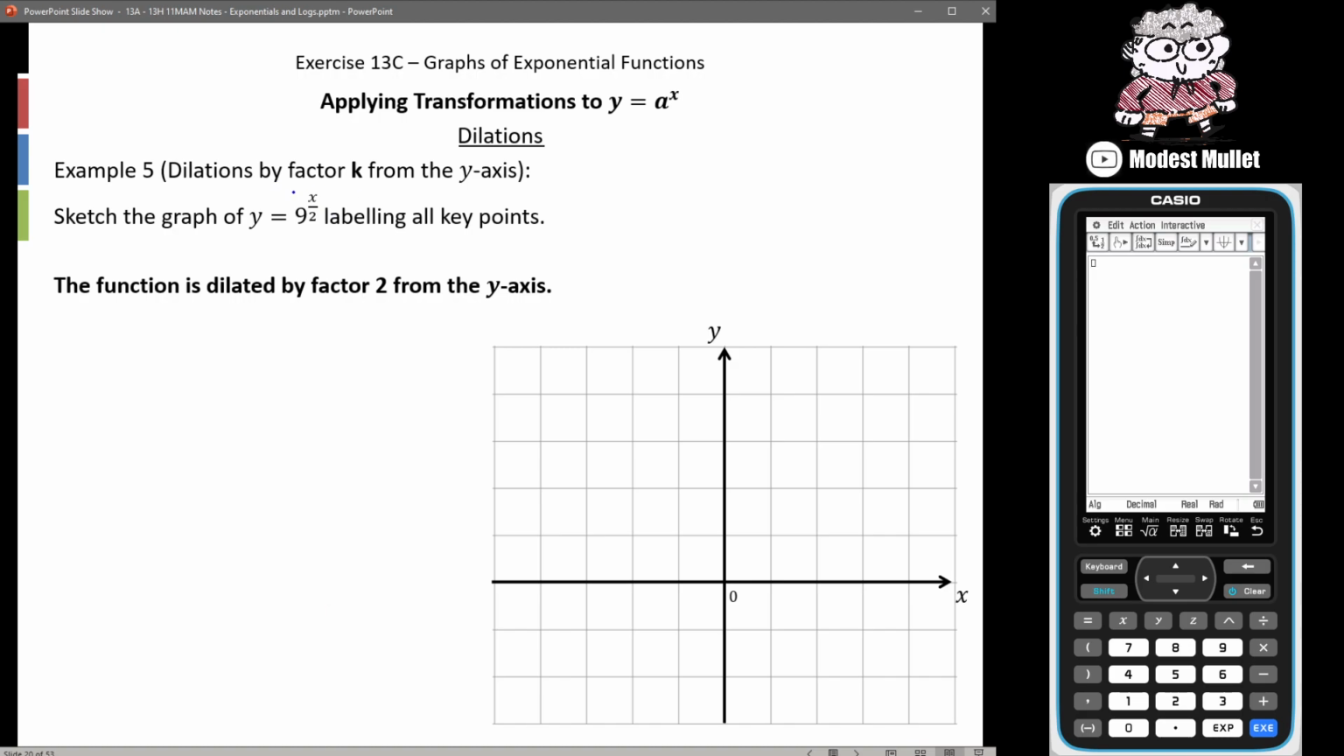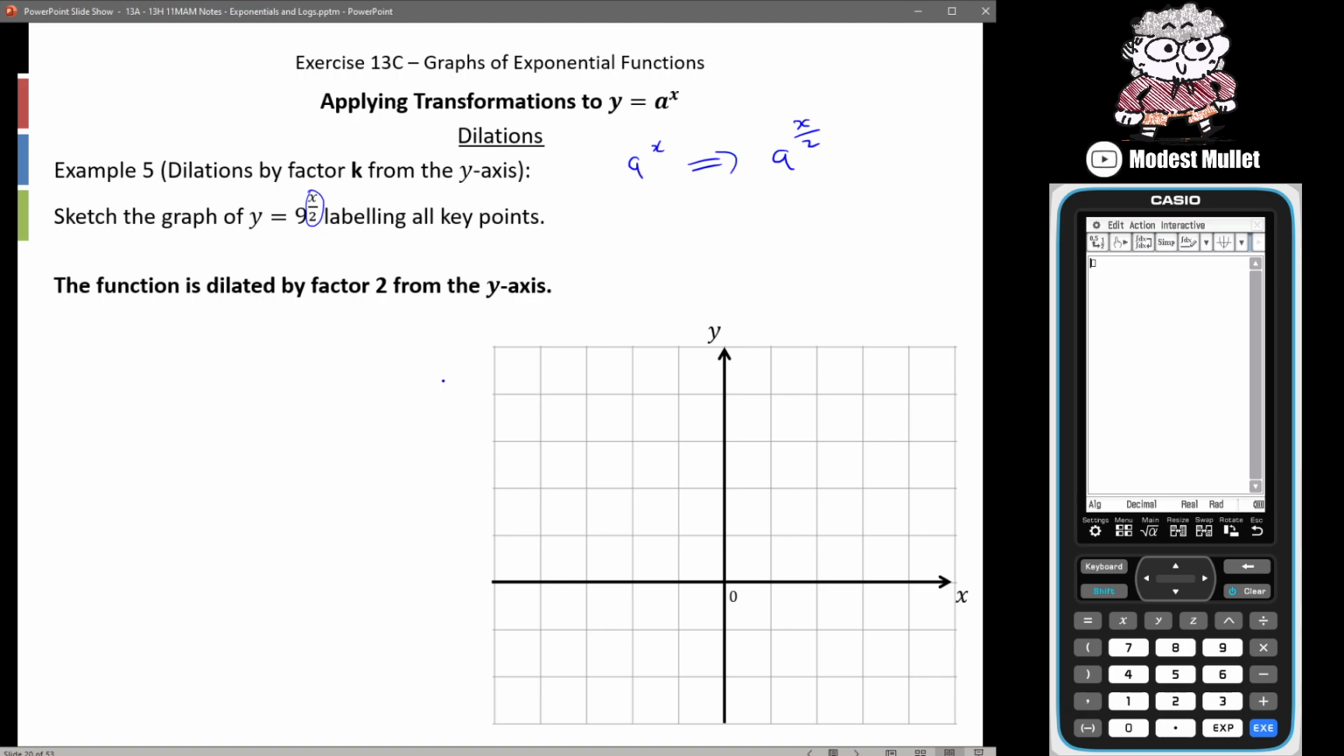Lastly, finally, we have dilations from the y-axis. So you can see here we've got x on 2. If we think of the standard form a to the x, and because it had the base of 9, we've now got 9 to the x on 2. So I've replaced x with x on 2, so that's my dilation factor that you can read off.